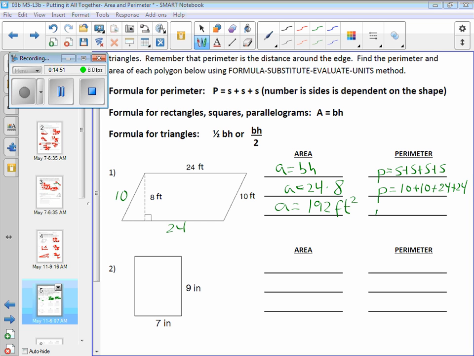And again, you could probably do this in your head, but if you have a calculator, I would use it. And if you do everything correctly, you get 68. But here's my question for those of you that remember, what are the units? Because it's not feet squared anymore. Tyler, it's just feet. We're not finding the area, we're finding the perimeter, which is the distance around something. No feet squared, just feet. Okay?